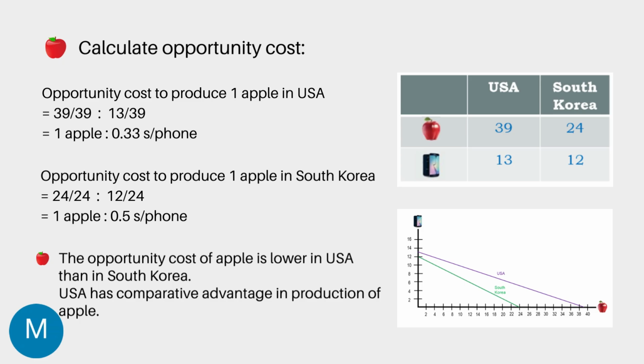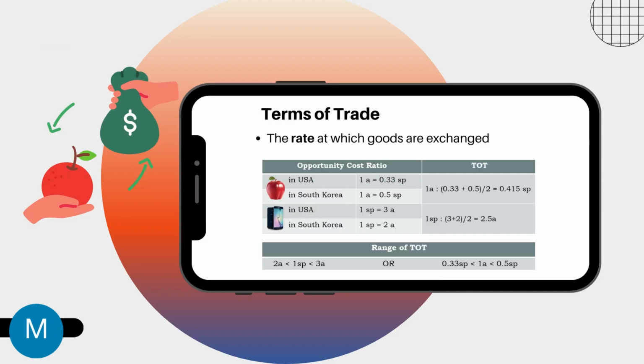Based on the calculation, we found that the opportunity cost to produce one Apple in USA equals 0.33 smartphone, whereas for South Korea, to produce one Apple, it costs 0.5 smartphone. So, the opportunity cost of producing Apple is lower in USA than in South Korea. Therefore, we conclude that USA has comparative advantage in production of Apple.